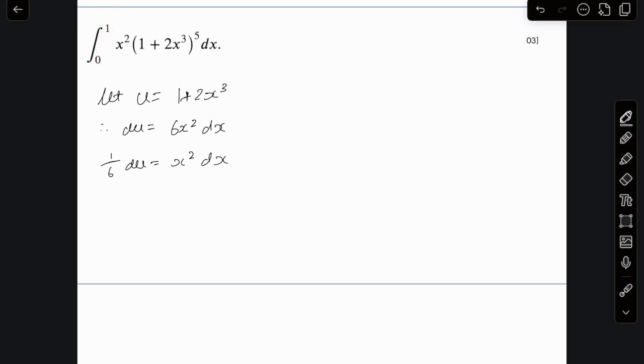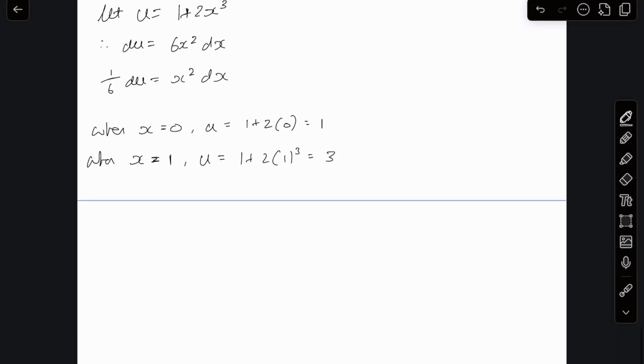So what do we do for them? Well, when x equals 0, u is 1 plus 2 times 0, which equals 1. When x equals 1, u is equal to 1 plus 2, which gives me 3.